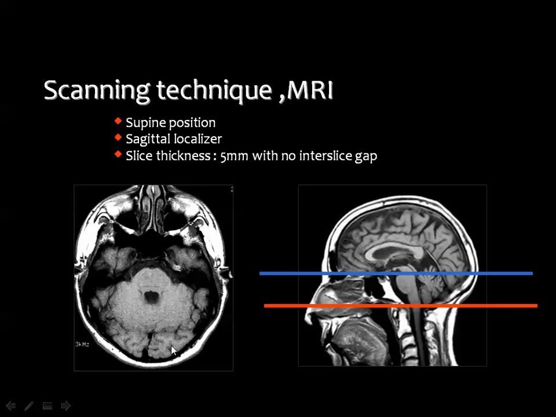This may happen also in the CT scan, but you are not able to differentiate the cerebellum from the occipital lobe in the CT scan, and we assume that all the structures present in the posterior fossa belong to the cerebellum and the brainstem, of course.